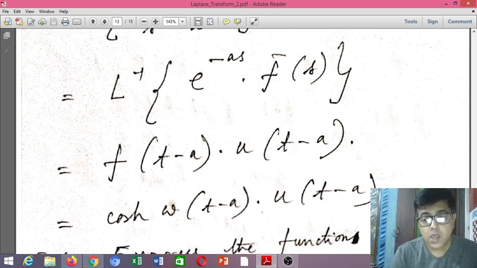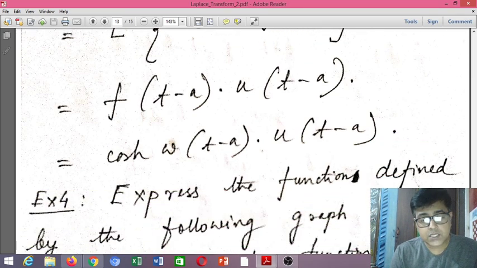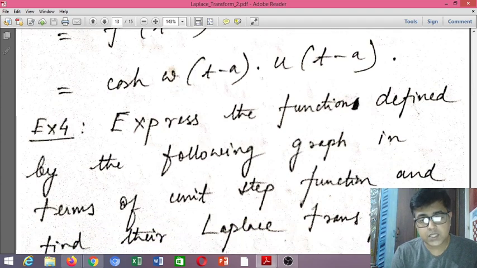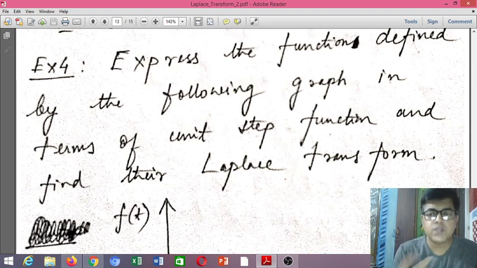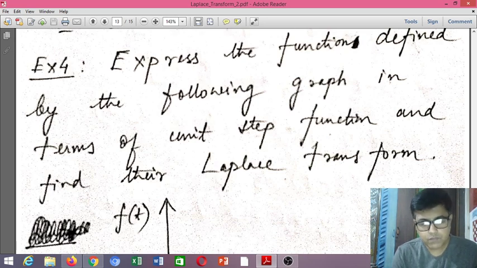Okay. Now coming on to the last example of today's class, this is another good problem which you might see. All the questions are of different types. I'm just doing the types for you. So the fourth example: express the function defined by the following graph in terms of the unit step function and find its Laplace transform. So one graph is given. From the graph you have to express the function in terms of the unit step function and then find its Laplace transform. Clear?